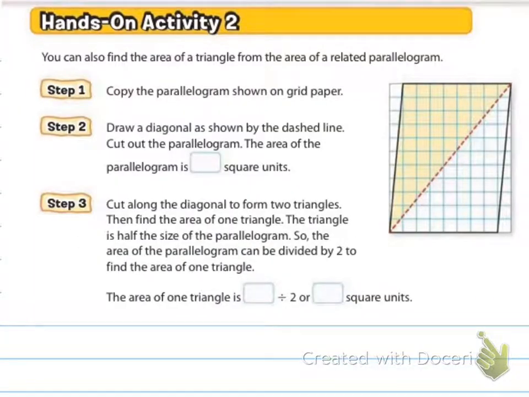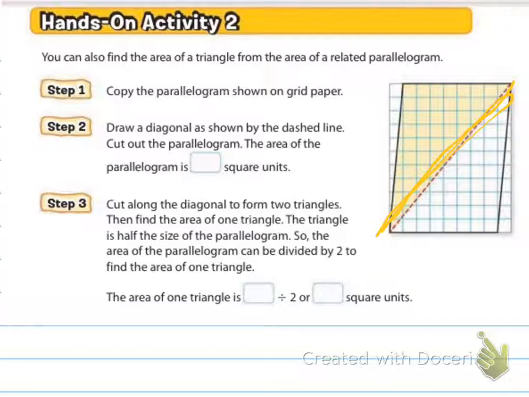All right, so you can also find the area of a triangle from the area of a related parallelogram. So same idea, you've got the parallelogram, you would do base times height. If you're dividing this in half, then same as before, we're going to take the area of the parallelogram and we're going to divide it by 2. So here's our parallelogram.